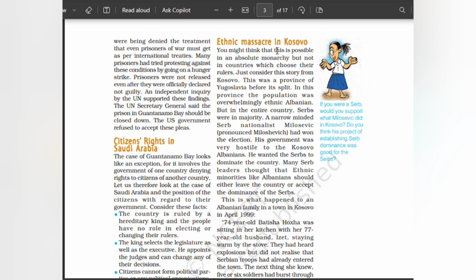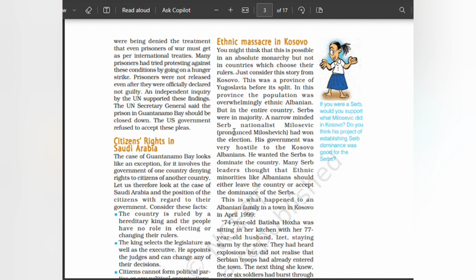Ethnic massacre in Kosovo. You might think that this is possible in an absolute monarchy, but not in countries which choose their rulers. Just consider the story from Kosovo. This was a province of Yugoslavia before it split. In this province, the population was overwhelmingly ethnic Albanian, but in the entire country, Serbs were in majority.